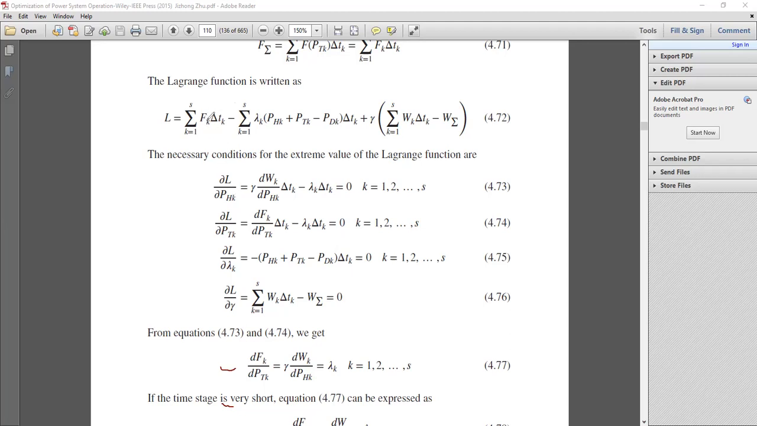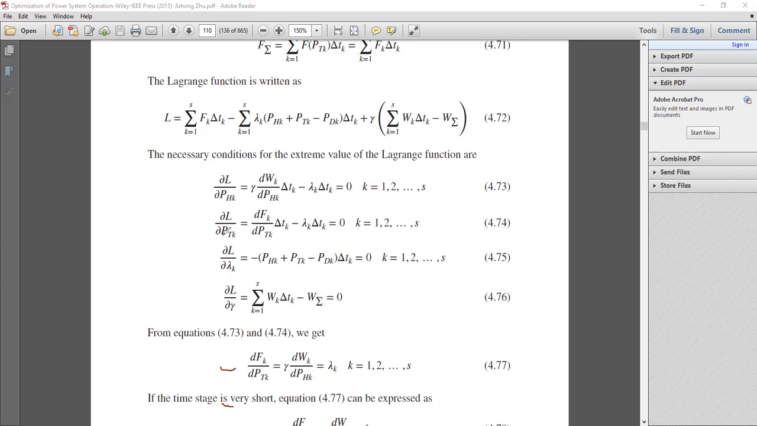So when you take the partial derivative of the Lagrangian L with respect to PHK, you don't have any appearance of FK here. What else do you have? You have the gamma. WK, interestingly, is a function of PHK. Remember, WK is a function of PHK. So you have to calculate dWK over dPHK, and then multiply by del TK. And that should be equal to 0, and that should be satisfied for all the instances of K from 1 up to S.